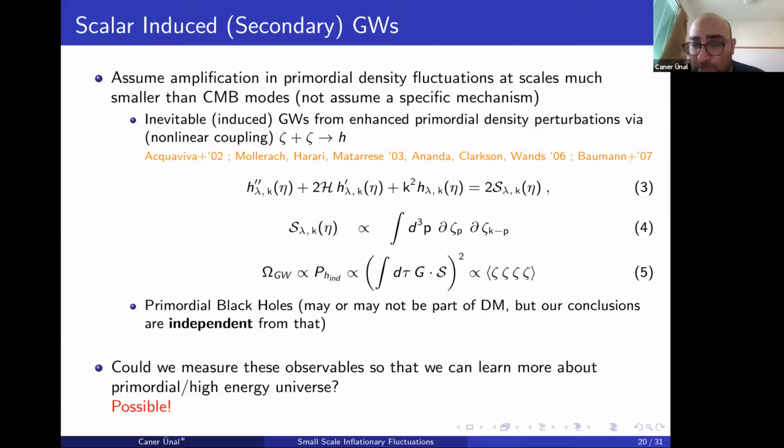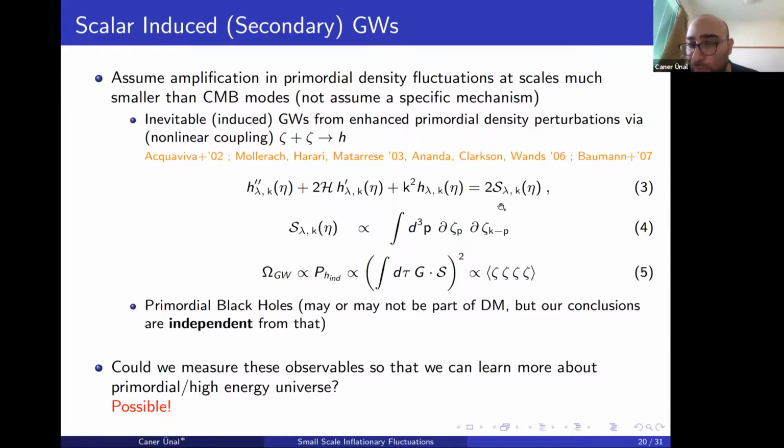So it's a local interaction. But here there are derivatives on them. So the scalar perturbations are derivatively coupled to the gravitational waves, so you need a kinetic term for them. And then the same story: Omega gravitational waves. How much energy, how many gravitational waves you produce, is proportional to the 2-point function.